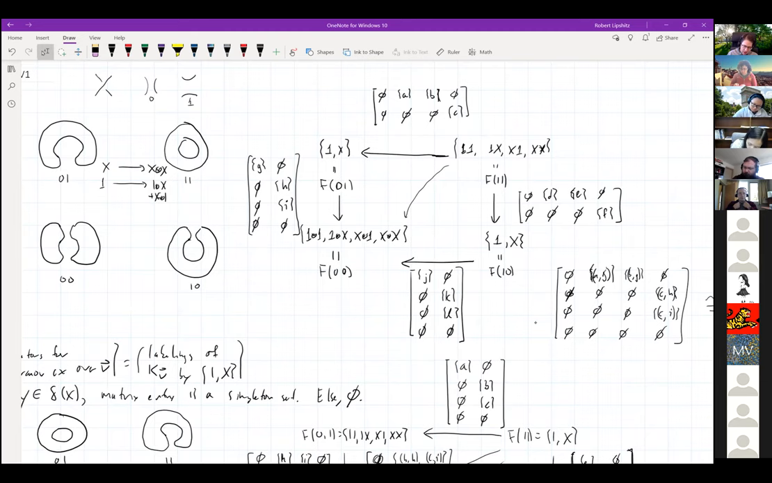Here I have written out, let's take the 0, 1 vertex. There are two generators in the corresponding vertex of the Khovanov cube. So you can label that circle by 1 or by x. Here, there are four generators: 1 tensor 1, 1 tensor x, x tensor 1, and x tensor x. So those are written there.